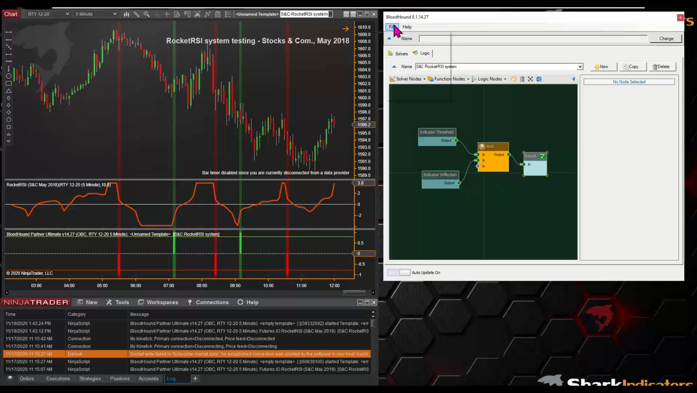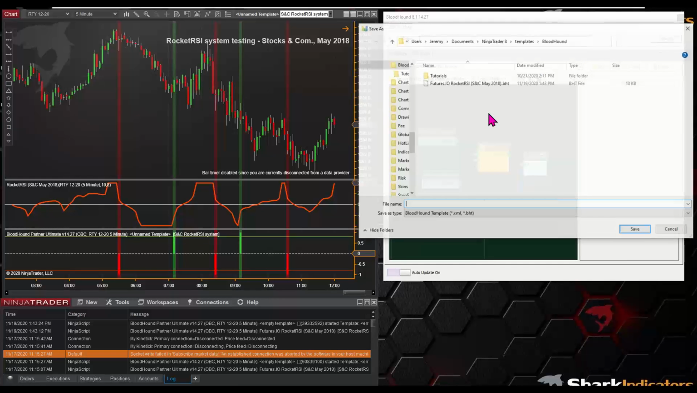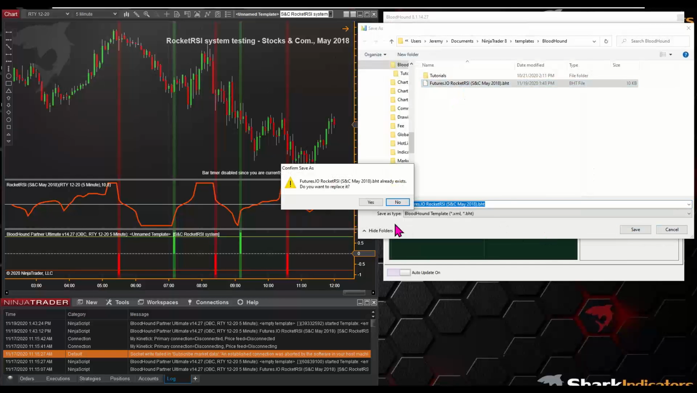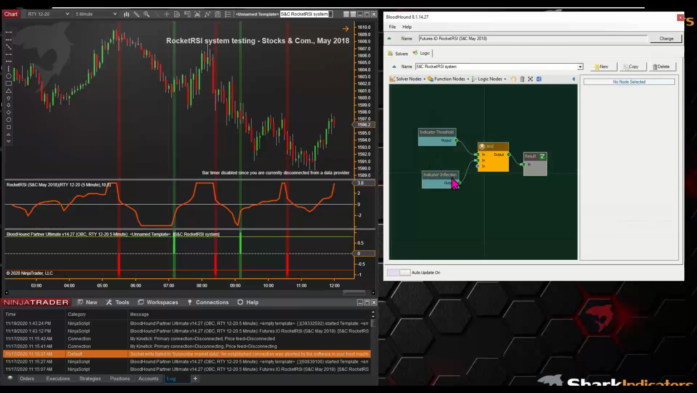So what I'm going to do is save this and pass it off to Zach. He's going to take this Futures.io Rocket RSI Bloodhound template and stick it into our other piece of software, Blackbird, and use them as entry signals. All right.